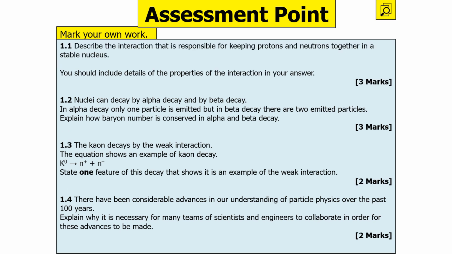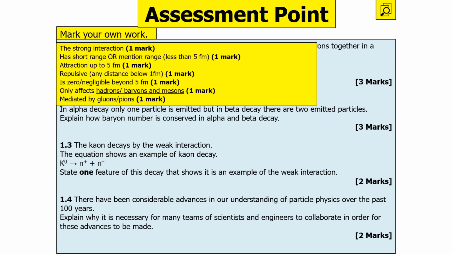Right, in this first one, it's due to the strong interaction. That's a fact you've got to remember. Now it's got a short range, or it's got an attraction up to 5 femtometers. It's got repulsion up to about a distance of 1 femtometer or below, and it's negligible beyond 5 femtometers. The strong interaction only affects hadrons, or baryons and mesons, or things made from quarks, and is mediated by the pion or the gluon exchange particle.